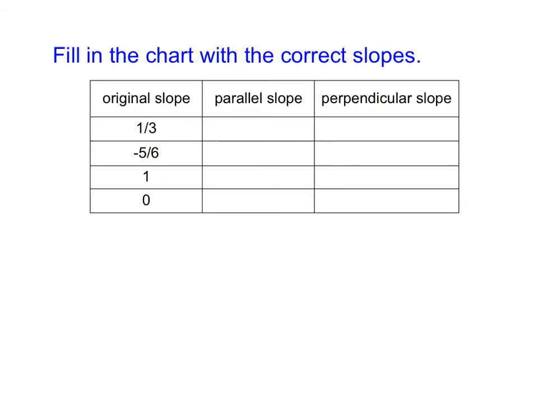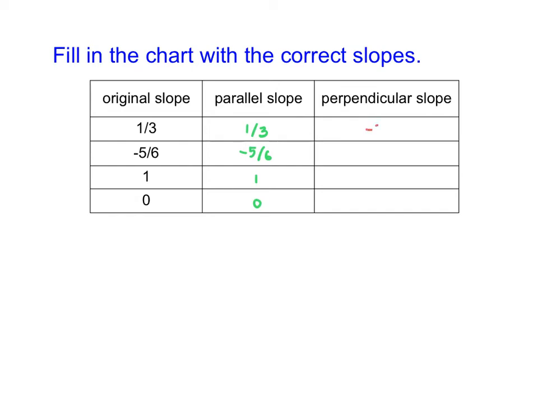Okay, I've got a 3-column chart here with an original slope. I want to write a parallel slope to that original slope and a perpendicular slope to the original slope. So any slope that's parallel to an original will be the same. So the column number 2 should be very simple. We're just repeating our values. Okay, the perpendicular slopes will be opposite reciprocals of the original slope.